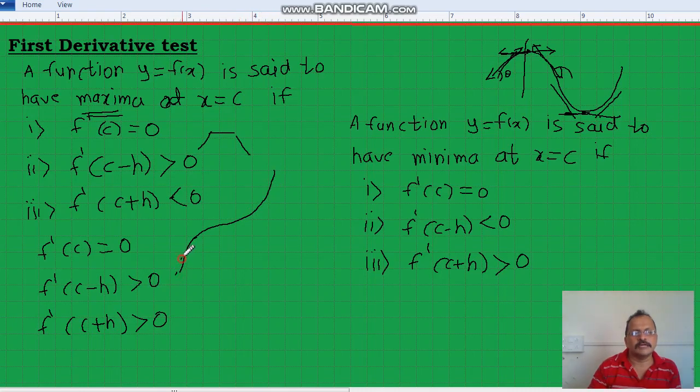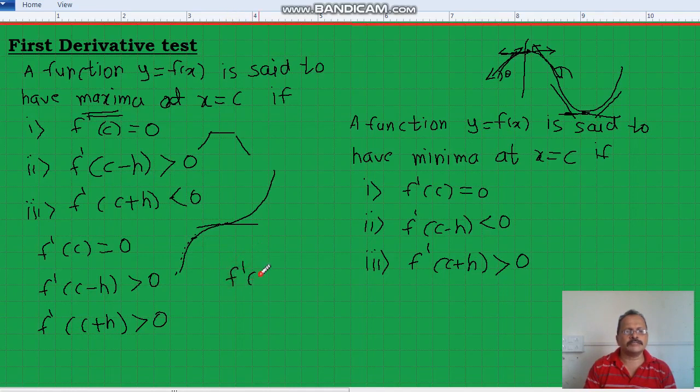The function is increasing, increasing. Somewhere the tangent is horizontal and again it increases. Such a point is neither maxima nor minima. It is called a point of inflection. It may also happen for the point of inflection.